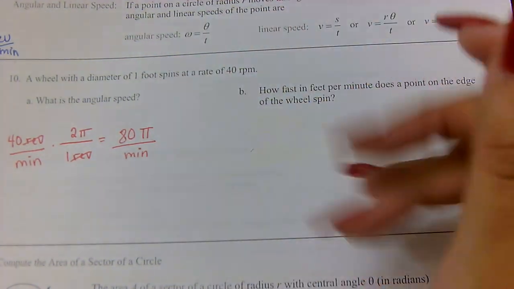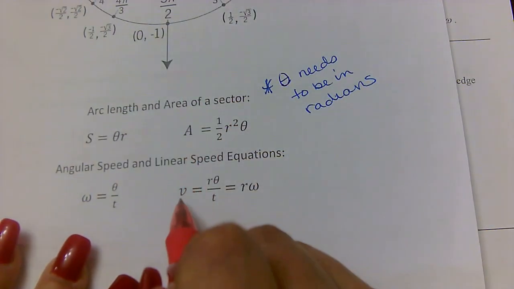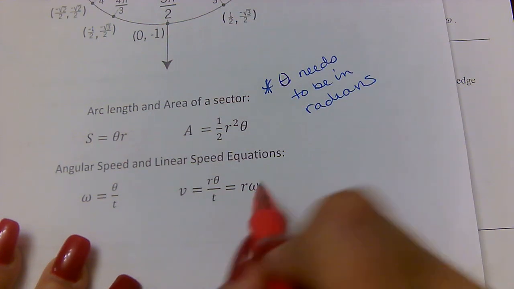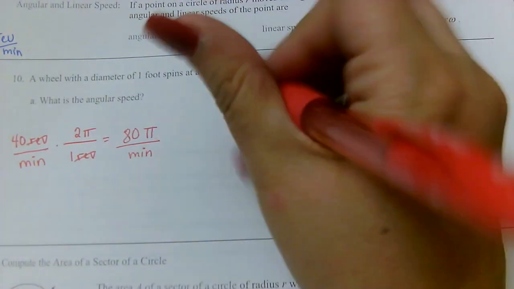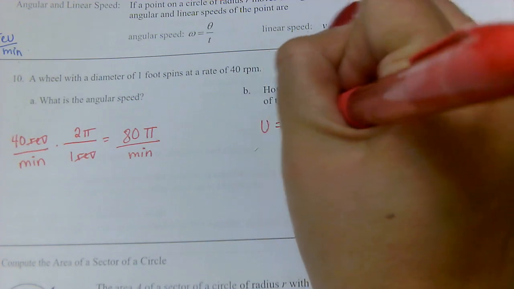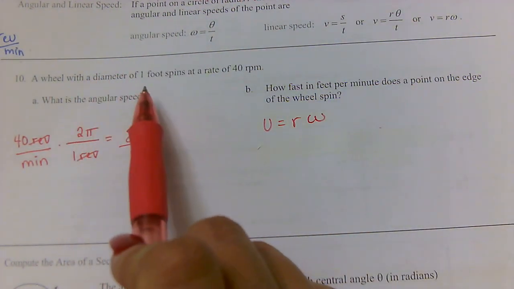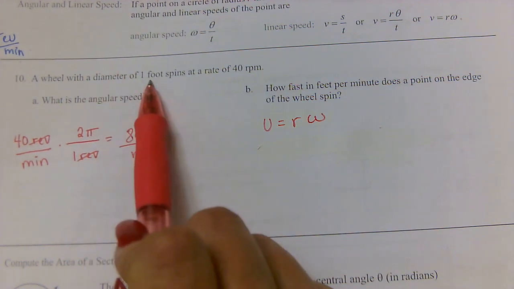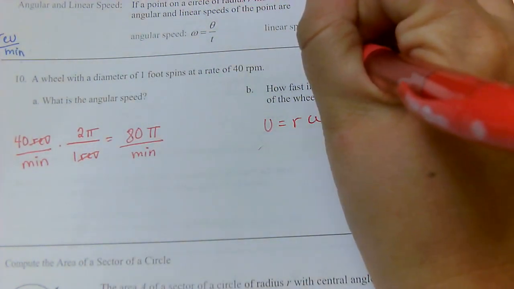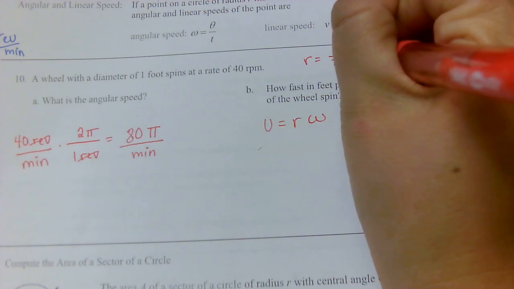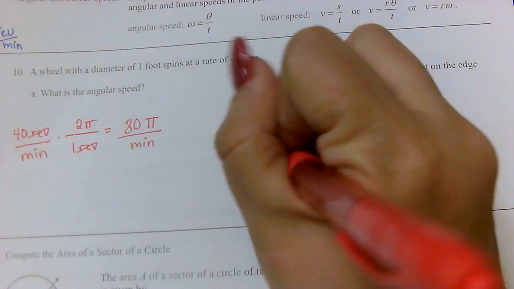So if we're going back to our formulas, we have linear speed, r times angular speed. So I'm going to start with that equation. V equals r times angular speed. Going back to the original problem, we have a diameter of 1 foot, which means r is going to be half a foot. So let's just plug in that information.